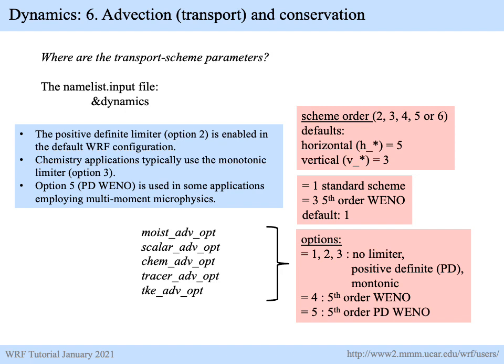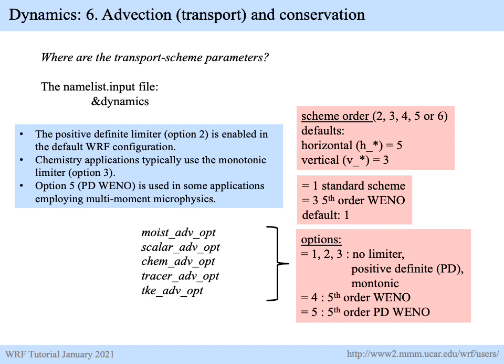The positive definite limiter is enabled by default in WRF configurations, and the default also includes the fifth order scheme in the horizontal and third order in the vertical. As mentioned earlier, chemistry applications typically use the monotonic limiter, which is option 3. Option 5, which is a positive definite we know, is used in some applications where you have multi-moment physics.